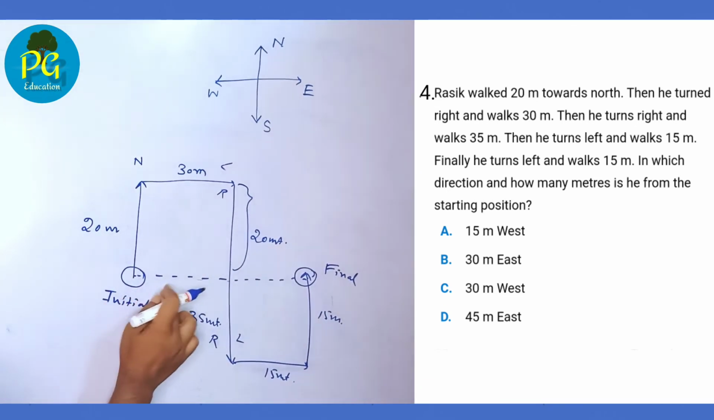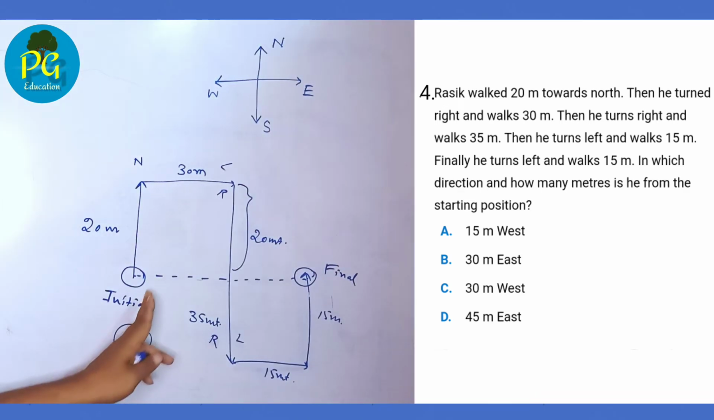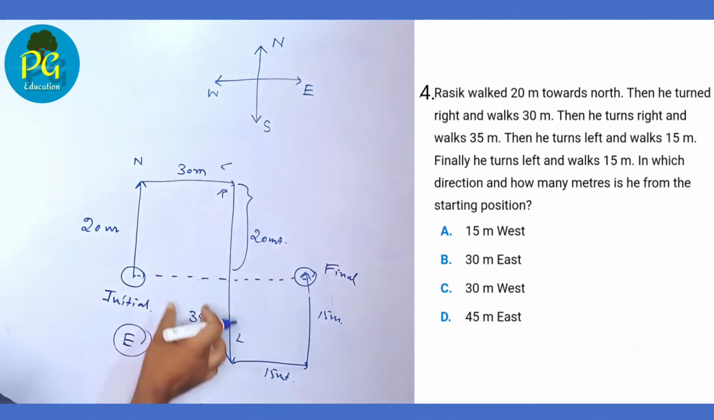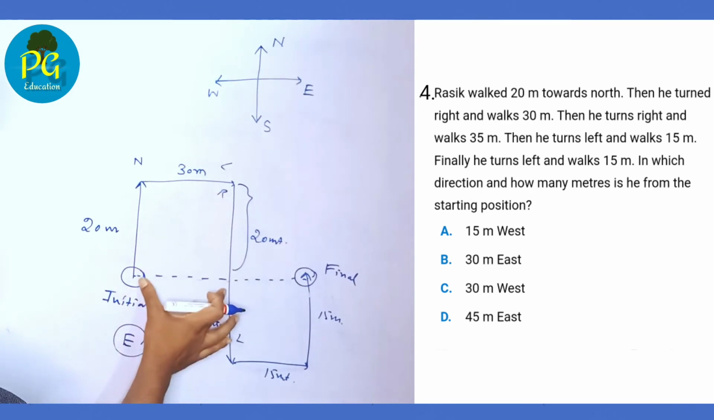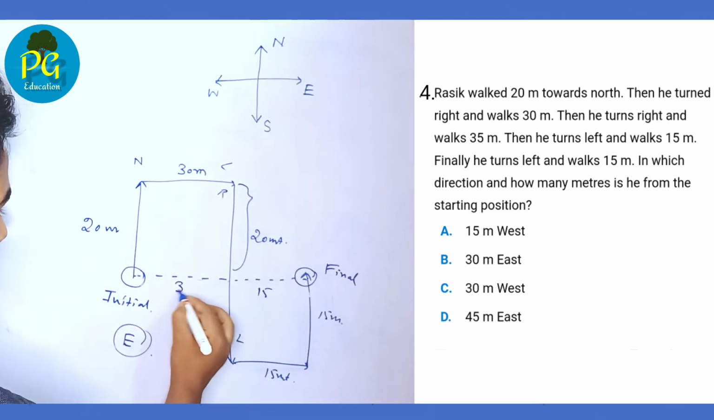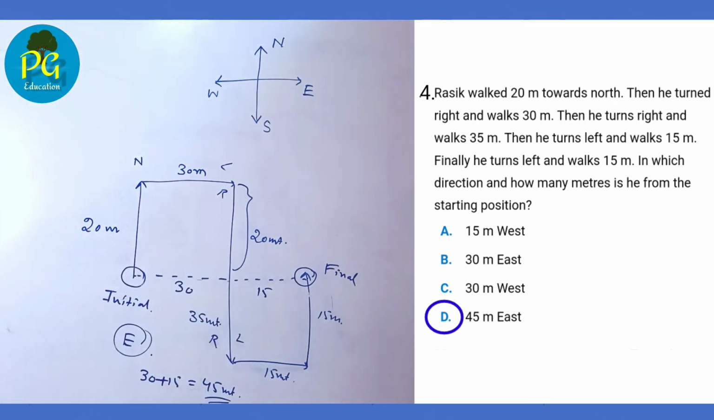Rashik is at east according to this direction, and how many meter is he away from his initial position? This is 30 and this is 15. So 30 plus 15 is equal to 45 meter. So 45 meter is the answer and the direction is east.